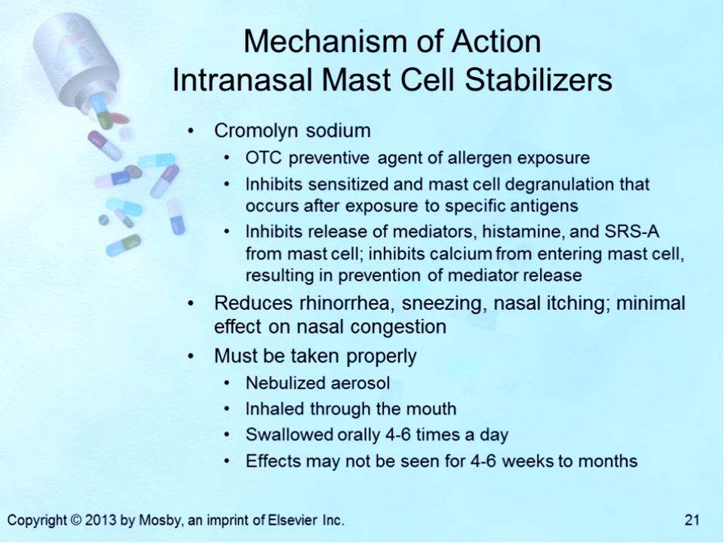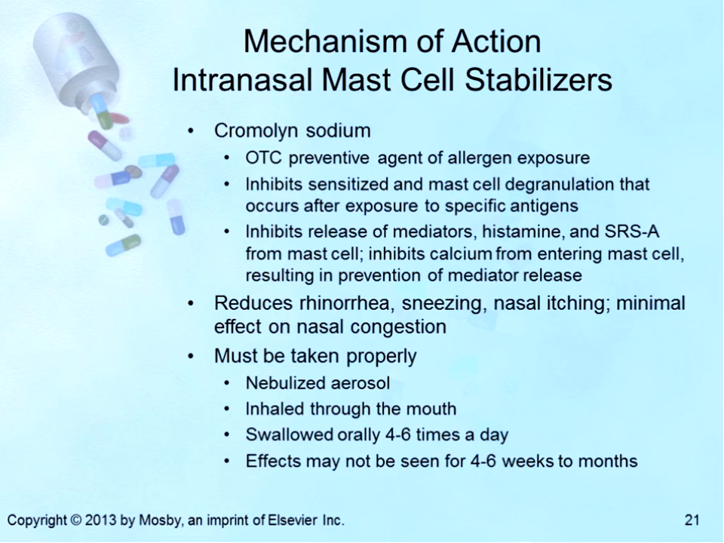Cromolyn inhibits sensitized mast cell degranulation that occurs after exposure to specific antigens. The drug inhibits the release of mediators, histamine, and slow-reacting substance of anaphylaxis from the mast cell. It inhibits calcium from entering the mast cell, resulting in the prevention of mediator release. It is effective in reducing rhinorrhea, sneezing, and nasal itch, but has minimal effects on nasal congestion.